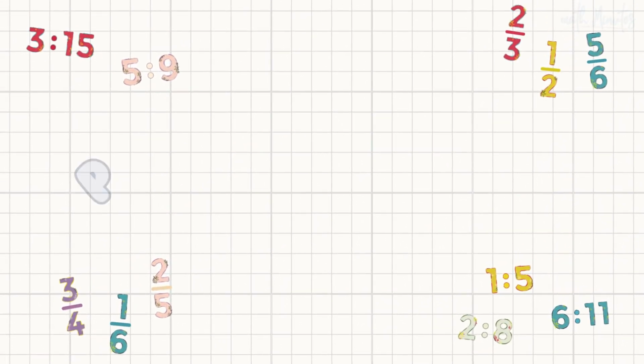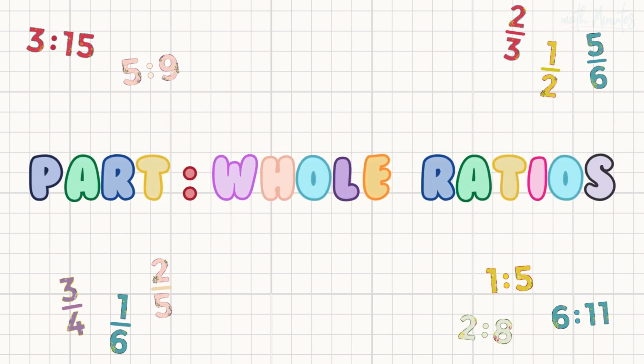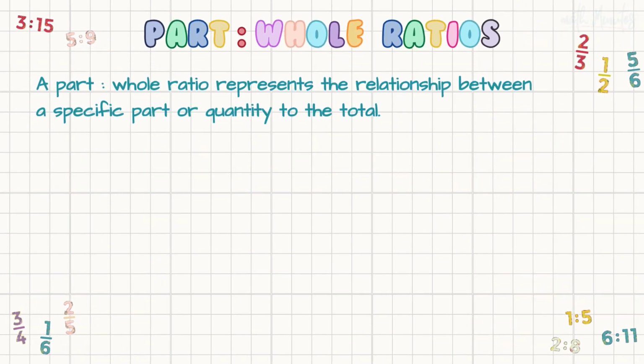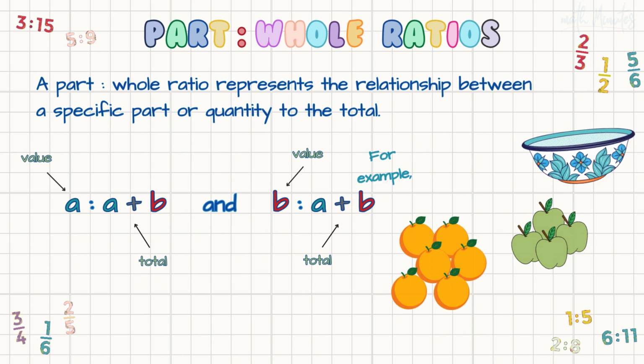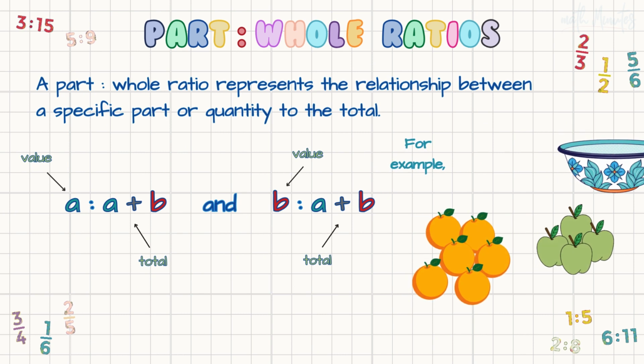Now, let's break down part-to-whole ratios. A part-to-whole ratio represents the relationship between a specific part or quantity to the total. So that is a to a plus b and b to a plus b. In our previous example of the bowl of fruit, the part-to-whole ratio of apples to the total fruit would be 4 to 10, or simplified as 2 to 5.